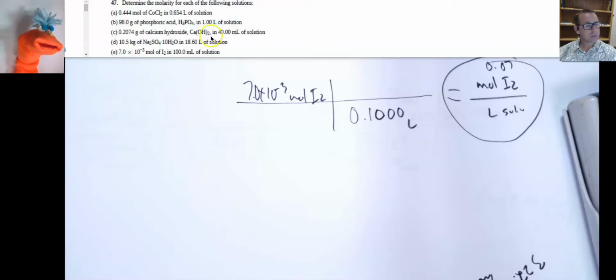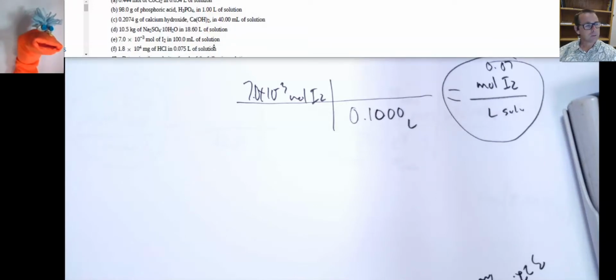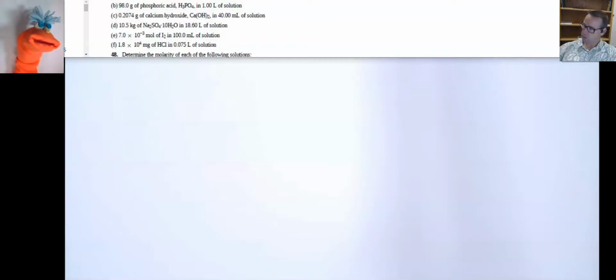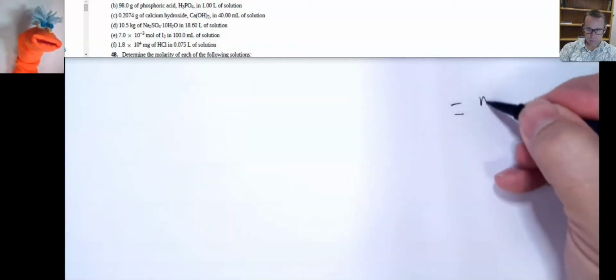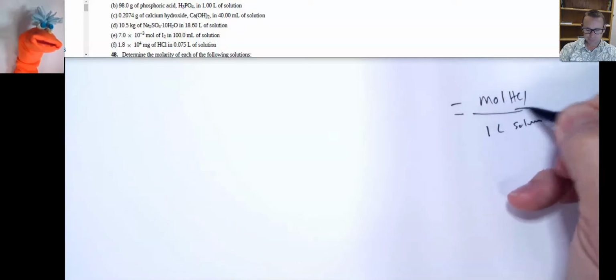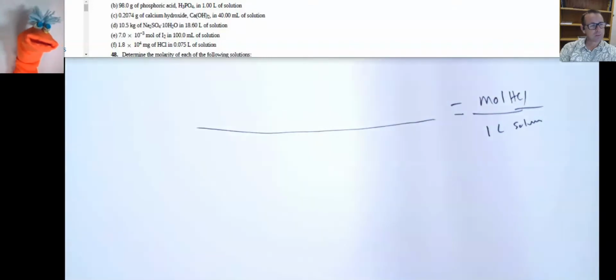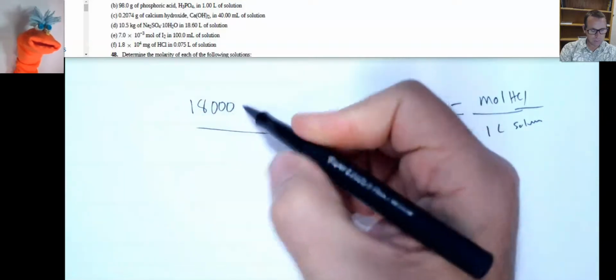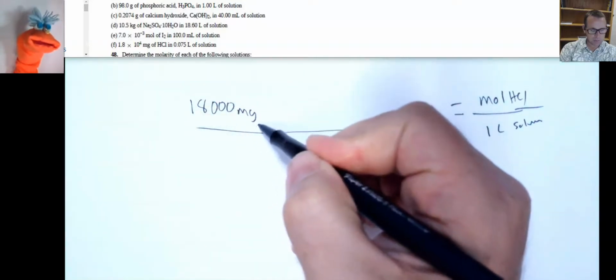Okay. And then we have one more down here. We do. F. 1.8 times 10 to the 4th milligrams of HCl, 0.075 liters of solution. Okay. So, molarity. We want moles of HCl for every liter of solution. And start off with how much? 1.8 times 10 to the 4th. Is that 18,000? I think so. 1.8 times 10 to the 4 milligrams, milligrams of what? HCl.